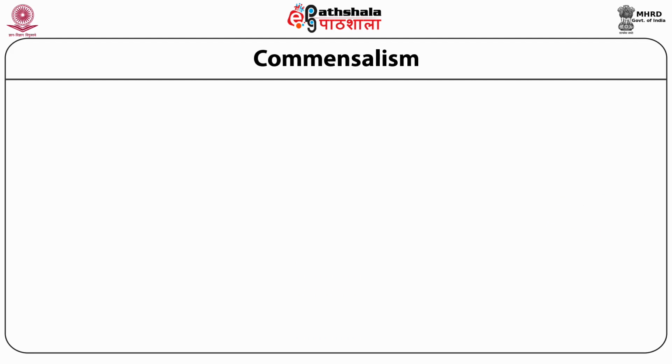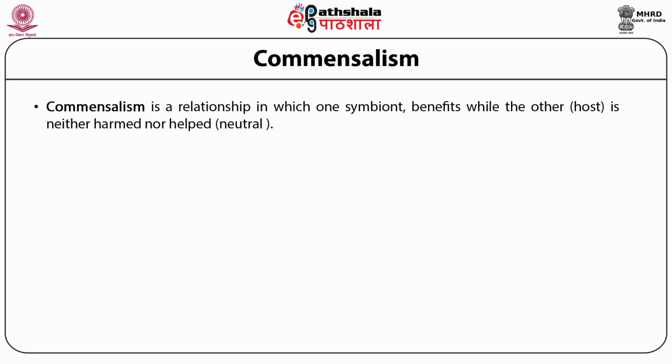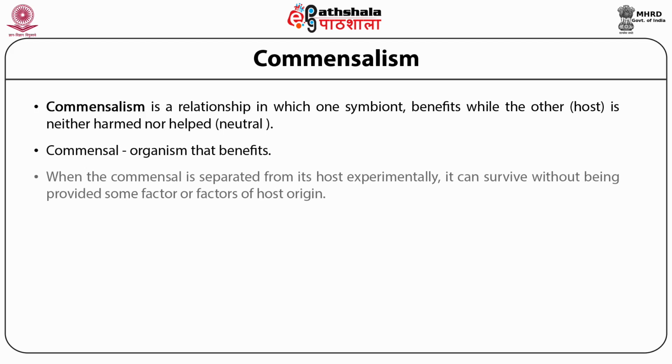Next, commensalism. Commensalism is a relationship in which one symbiont benefits while the other is either benefited or harmed. The other symbiont is called the host, and sometimes the host remains neutral. So commensals are the organisms that benefit. When the commensal is separated from its host experimentally, it can survive without being provided some factors of host origin.